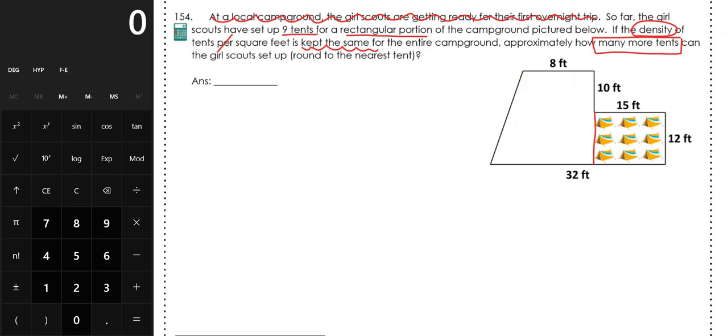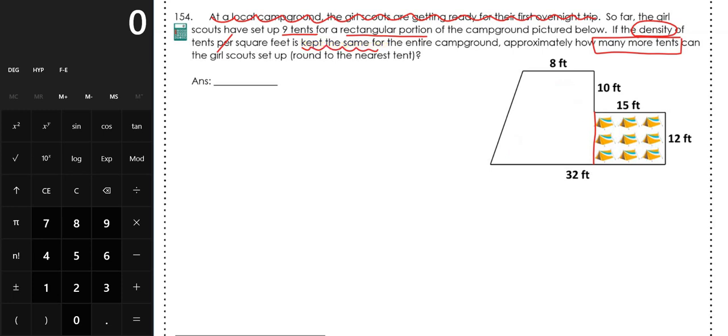Now, when they talk about keeping density the same for 2 different sections, the way that I like to do these problems is proportions. So one more time. When they're talking about densities being the same for 2 different sections, in this example, we're talking about this trapezoid section on the left and then the rectangular section on the right. Those are 2 different sections of the campground. If density is kept the same, I'm using proportions. Now let's talk about why.